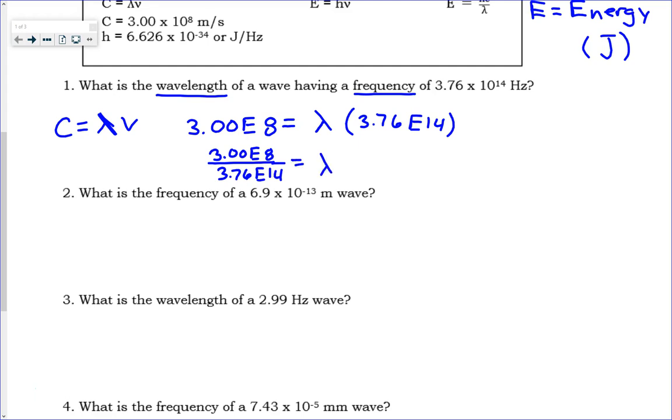If you put that into your calculator and you round your answer to three significant figures, you should get 7.98 times 10 to the negative 7th. And then, since it's lambda, that is wavelength, it's going to come out in units of meters.